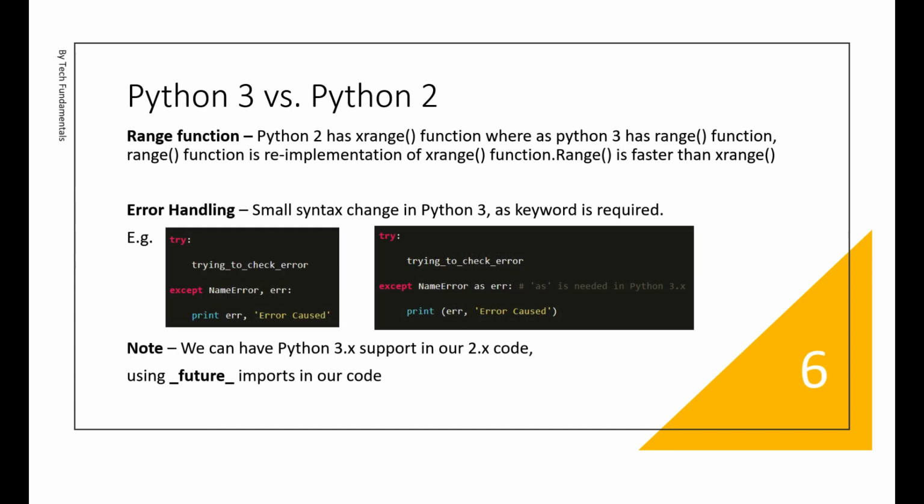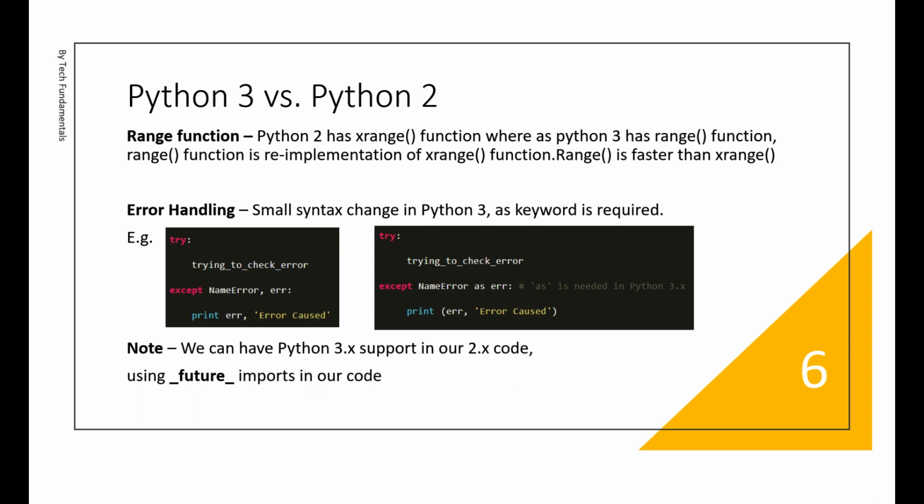Next we have the range function. Python 2 has the xrange function, whereas in Python 3 we have the range function. We can say that range is the reimplementation of the xrange function. The range function is faster than the xrange function. And error handling: there is a small syntax change in Python 3, as the keyword is required.